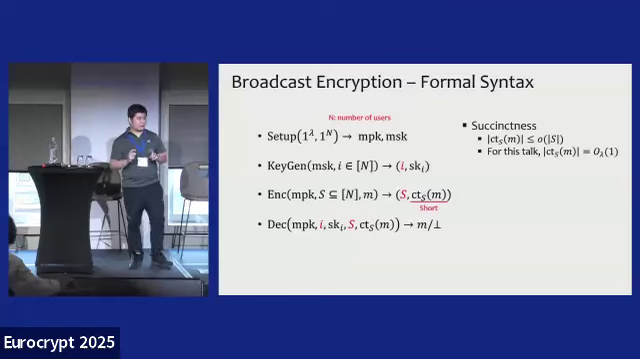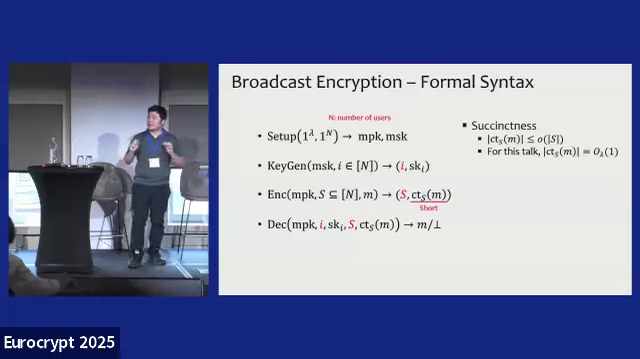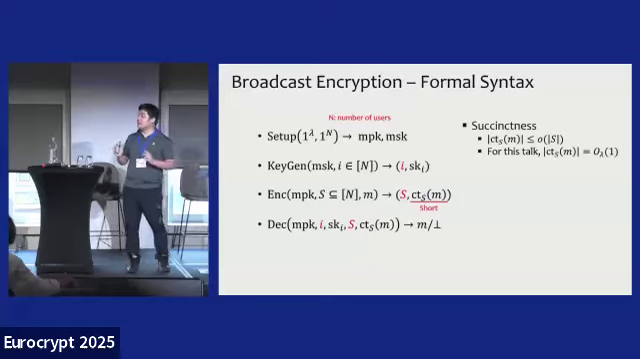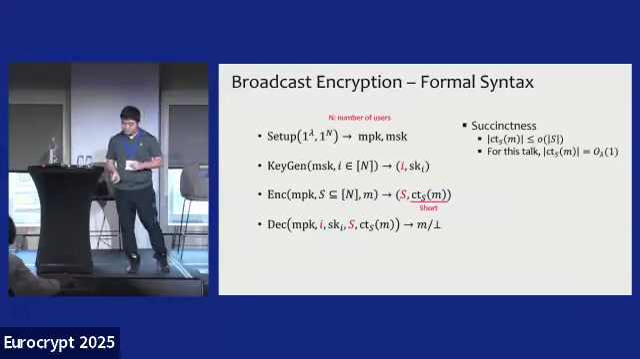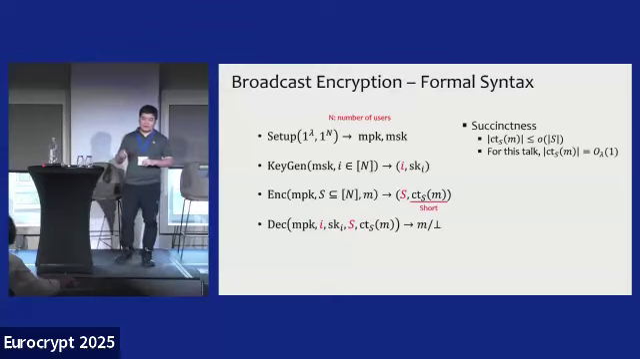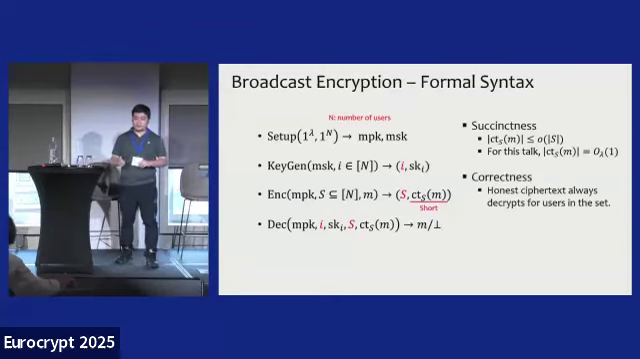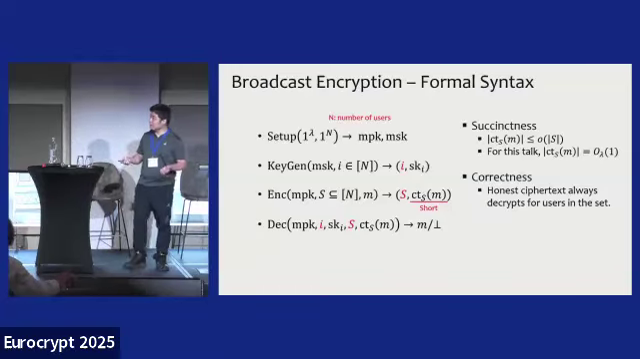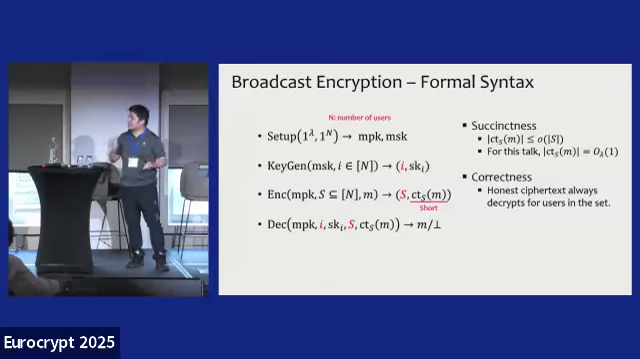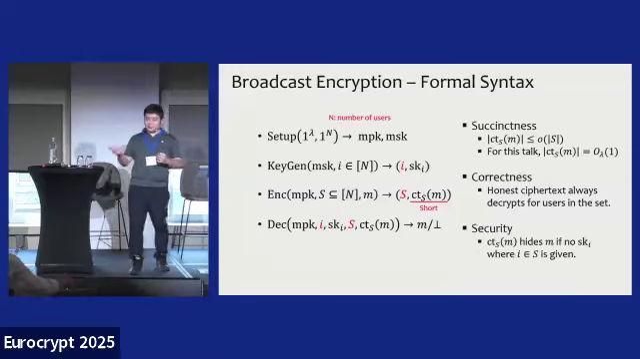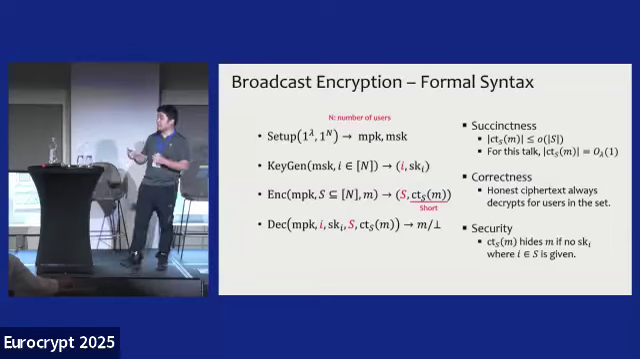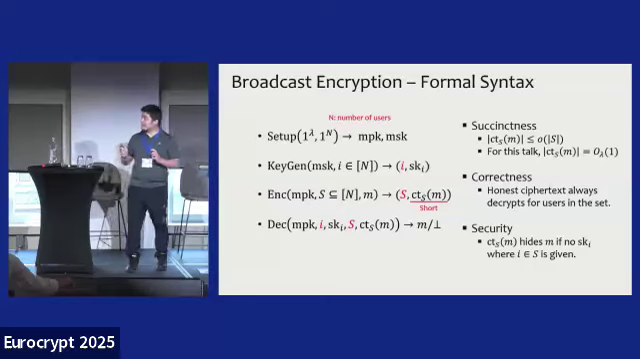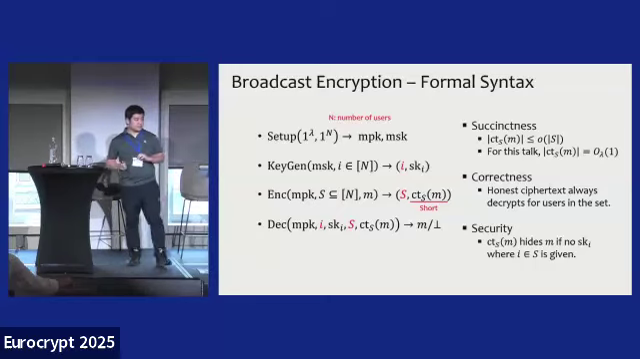For this talk, we're only going to discuss ciphertexts with constant size. By constant, I mean it depends only on the security parameter and not on the size of the set. For broadcast encryption, we want succinctness. We also want correctness, basically saying that honest ciphertexts should be honestly decryptable by the secret keys that are in the set. We also want security, which says that if I did not give out a secret key that is decrypting, then the ciphertext should hide the message.